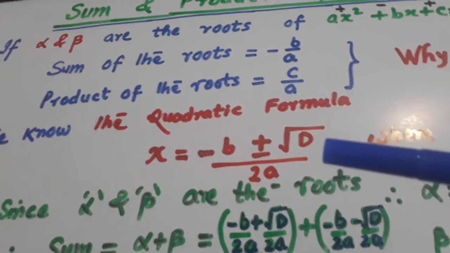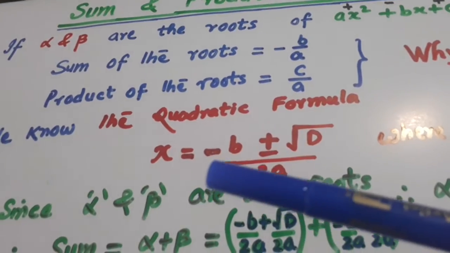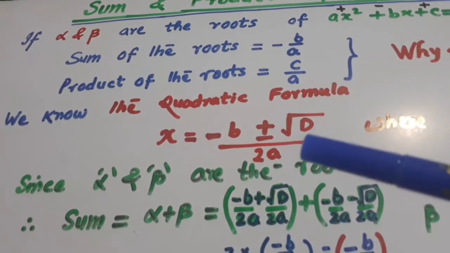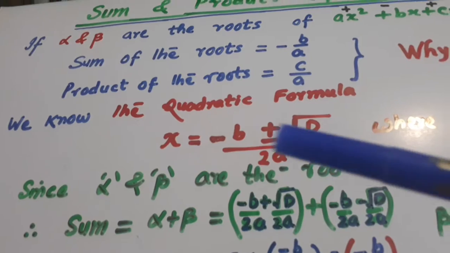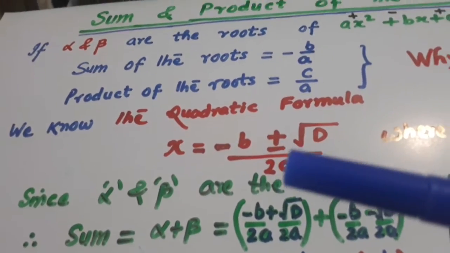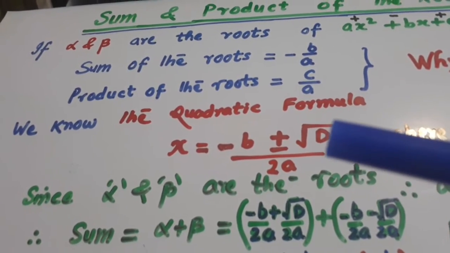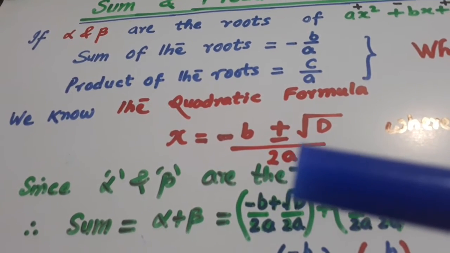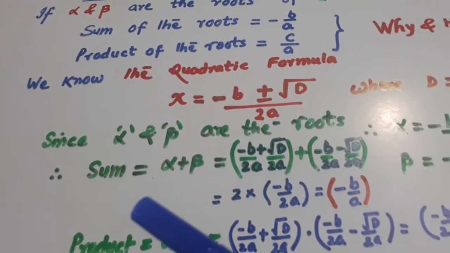Now, roots are basically values of x. So, as per the quadratic formula, we have already seen that x is equal to minus b plus minus root d over 2a. Bada bhai sahab, Badargarh, Delhi, Agra. I told you these mnemonics to remember. Now, there are two roots. One root is minus b plus root d over 2a, and the second root is minus b minus root d over 2a.